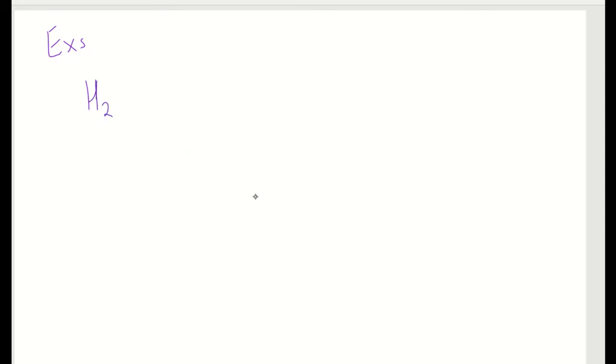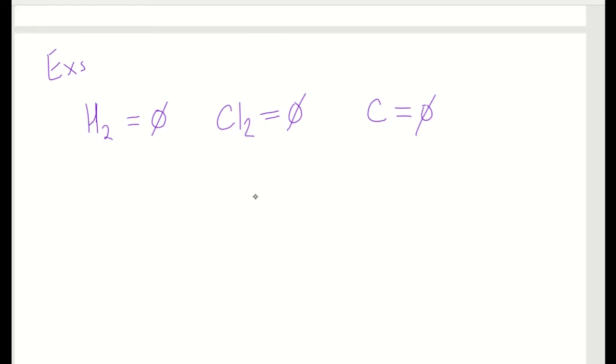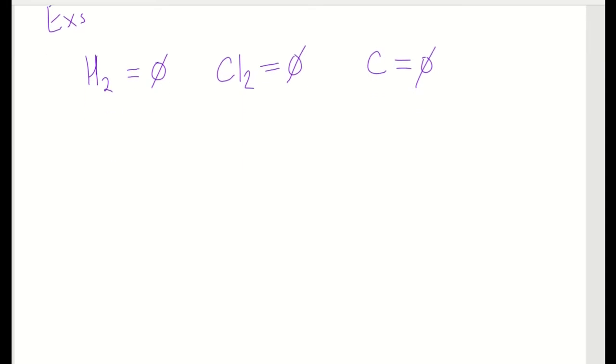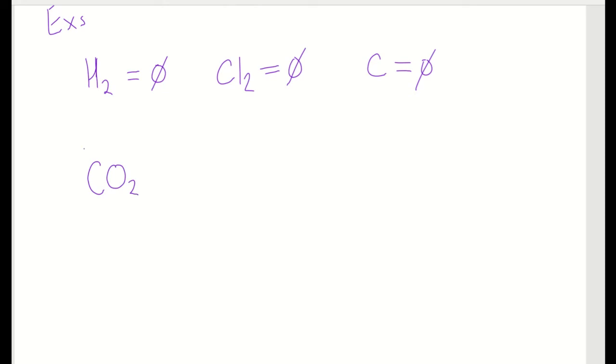That's by itself, so that means the oxidation number here would just be 0. Same thing if you have something like Cl2 by itself, just going to be 0. Or if you have something that's just carbon, that equals 0. Okay, if it's alone, it will be 0. So let's say we have something like CO2.